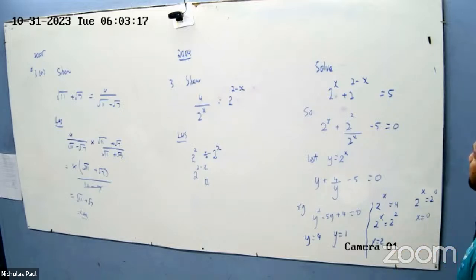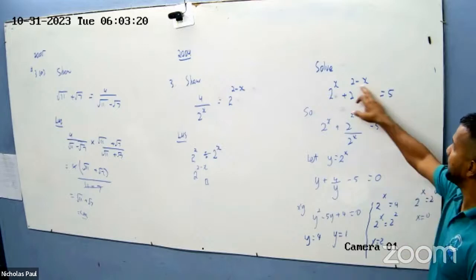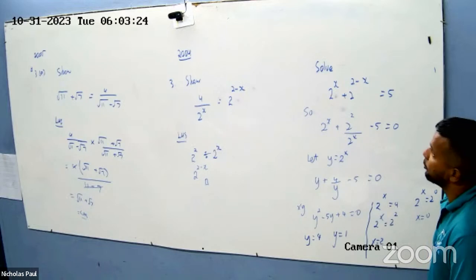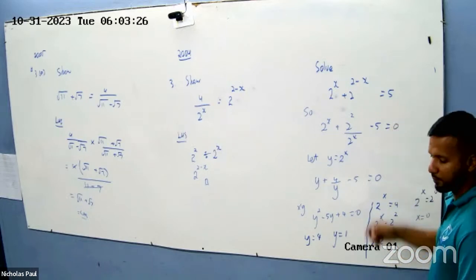And you can just plug it in and make sure. Plug in the 0 and plug in the 2 and make sure you get 5.